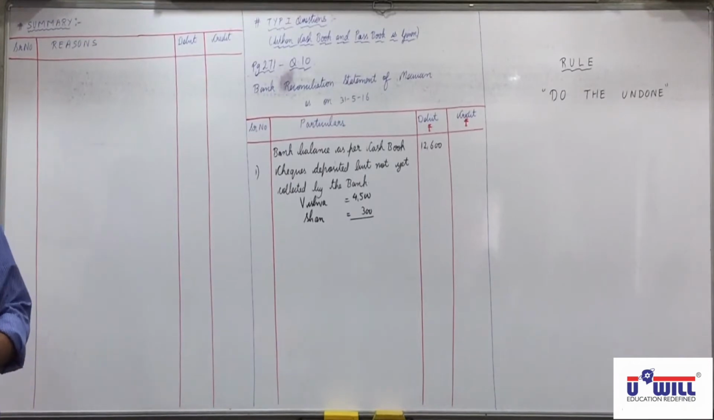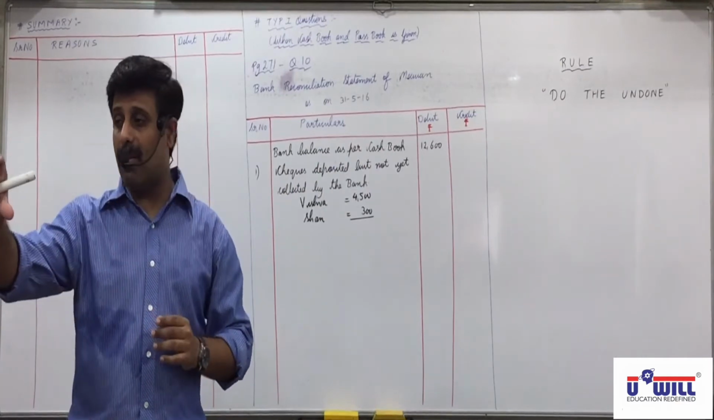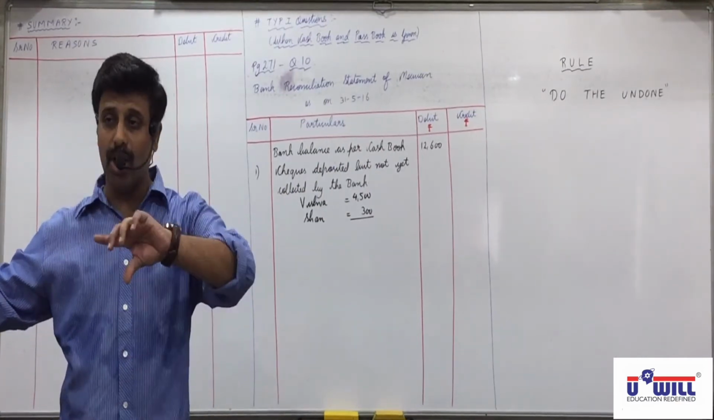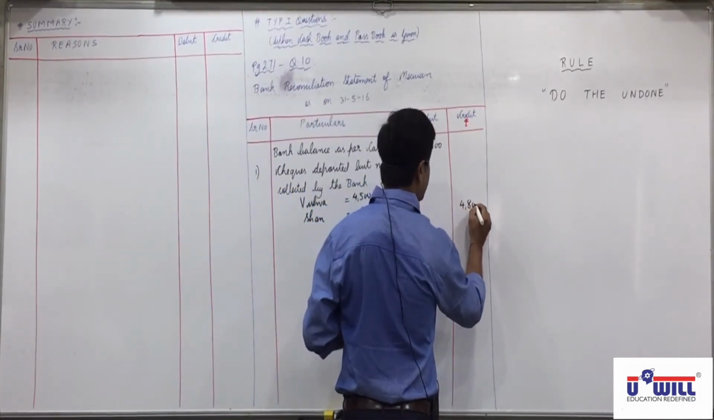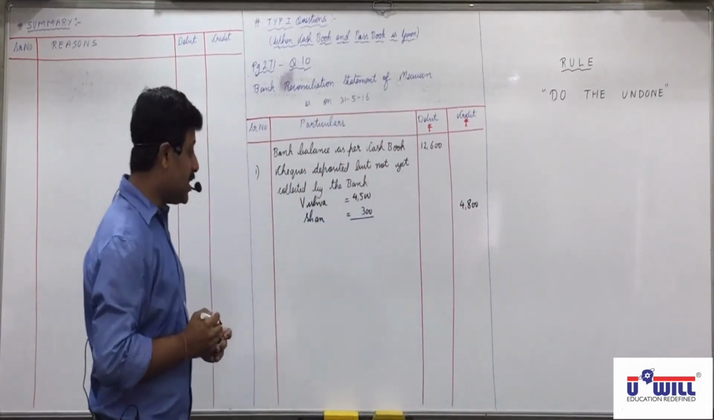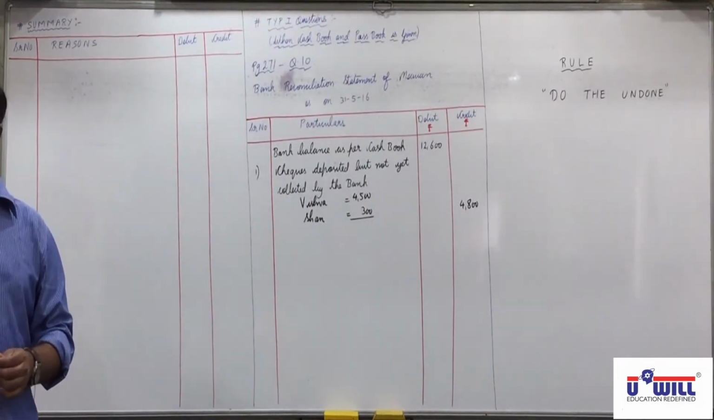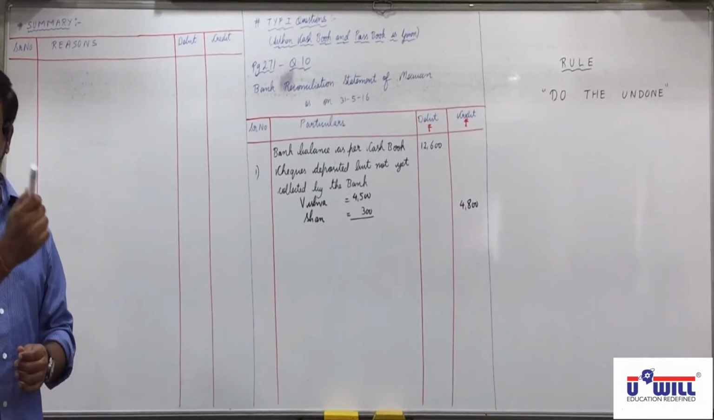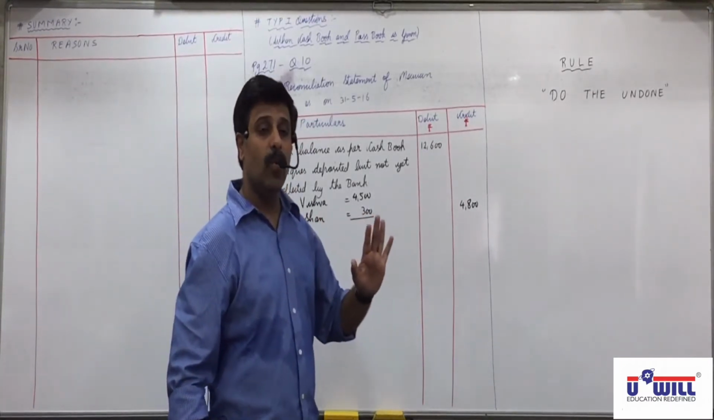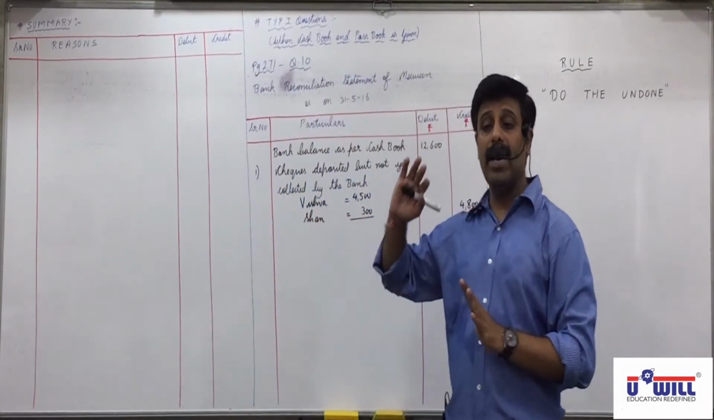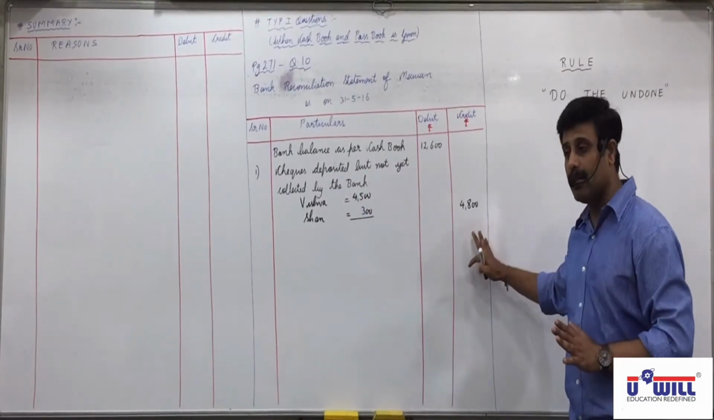Now what is the rule we have to follow? Do the under. These two amounts are debited in the cash book but not credited in the passbook. So credit in BRS. Once again, these two amounts are debited in the cash book but not credited in the passbook. So we credit in BRS.